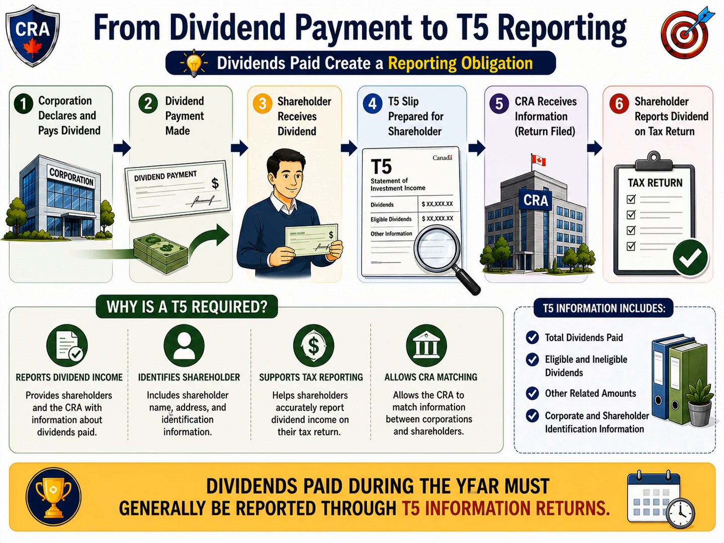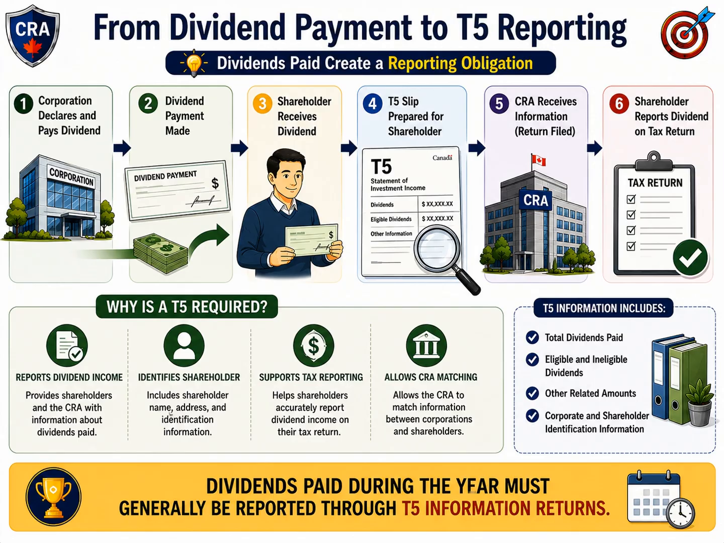The process begins when the corporation declares and pays a dividend. Once the dividend has been approved and distributed, the shareholder receives the funds. At this stage, the cash transaction has occurred, but the reporting process is still ahead. The next step is the preparation of a T5 slip.